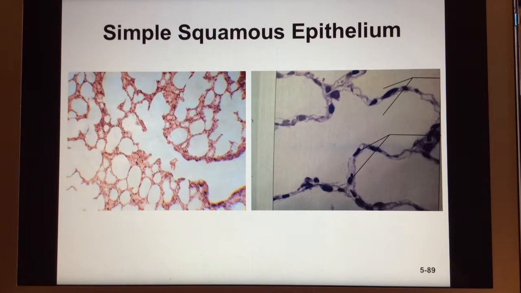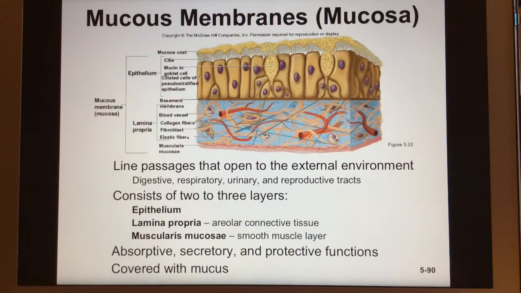So here's another picture of simple squamous epithelium, one single layer of flattened cells. And then here's a close-up of what a mucous membrane would look like in the different layers. Now we will get to this a little bit more as we get through each system. We'll see this again, but it's just showing you how the two different tissue types are layered, and this is what's lining all of our passages that open to the outside.